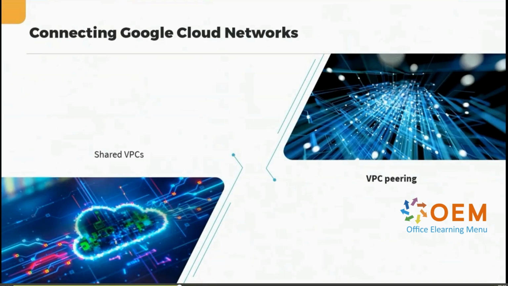Let's talk about the other way to connect two Google networks together, and that's VPC peering. VPC peering is going to work even if the two projects happen to be in different organizations. This is a great way to set up a network with high performance and low latency, and we avoid the need for additional gateways, virtual private networks, or external IP addresses.